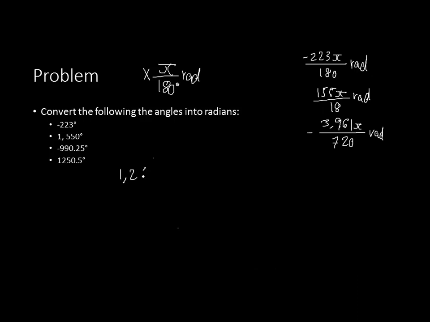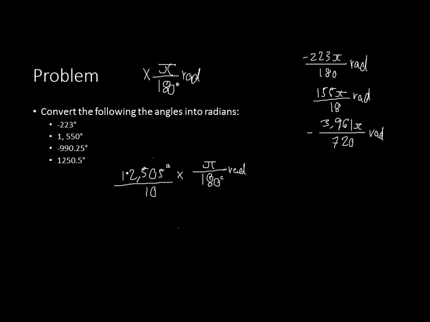The last objective, 1,250.5 degrees times pi all over 180 degrees radians. Since this value is in the tenth place, that means we will have 12,505 degrees all over 10. There you go. That's it.